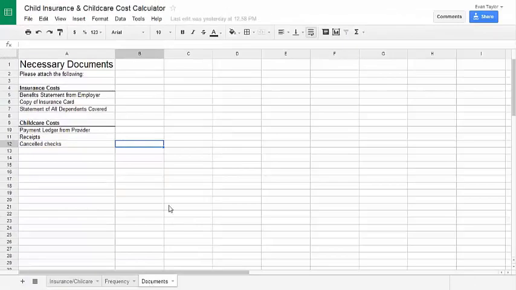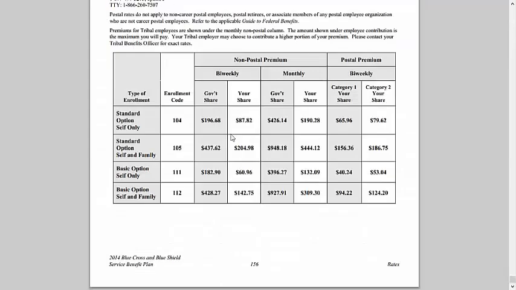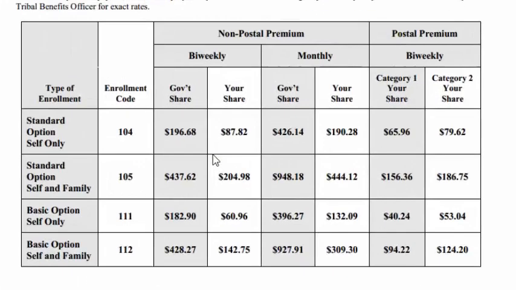So let's begin first by looking at the chart that I've pulled here from the internet. This is a chart for federal employment from OPM that shows us the cost of health insurance. And what you'll see here is we need to know the type of enrollment that you have. In this case, we're going to be using the standard option. You can see in the type of enrollment that we're set up with a standard option self-only and a standard option self and family.